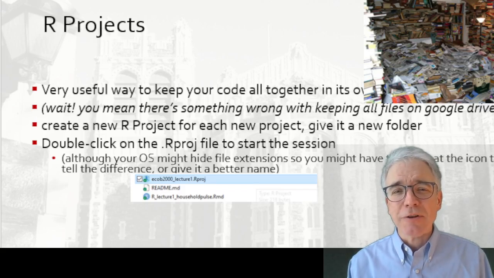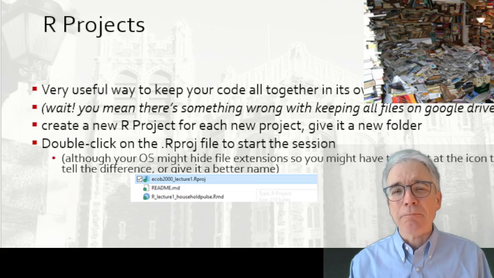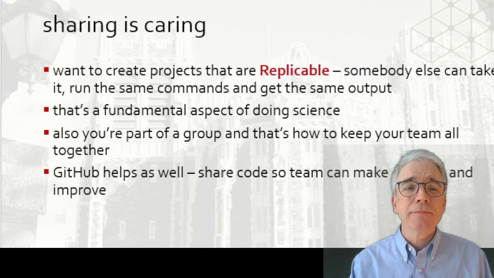Each time you start the session, you double click on the R project file. There, I've shown an example of how that works. Now your operating system might hide the file extension. You might have to squint to decipher which is which, or you just give it a good name. Double click on that file to bring up RStudio. Everything is back where you left off.